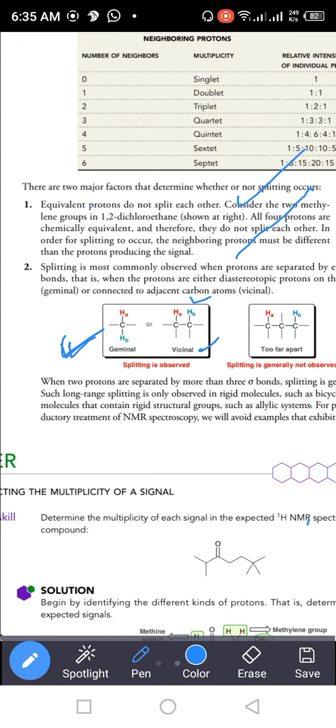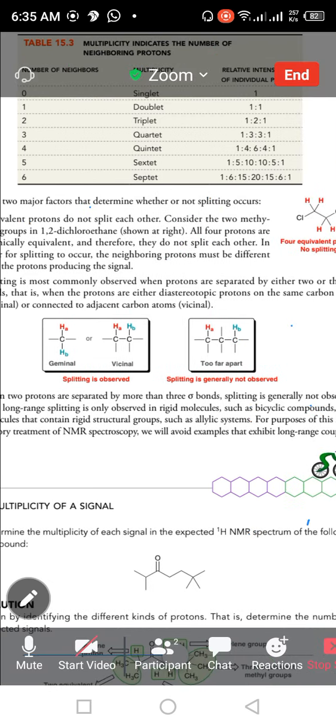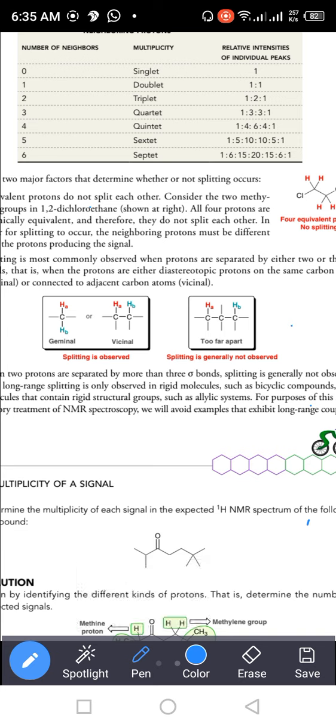So the third possibility is that if 2 protons are far away, splitting is generally not observed. Splitting is not observed when 2 protons are far away. How do we know they are far away from each other? We count the number of sigma bonds. So we count the number of sigma bonds between the 2 protons HA and HB.